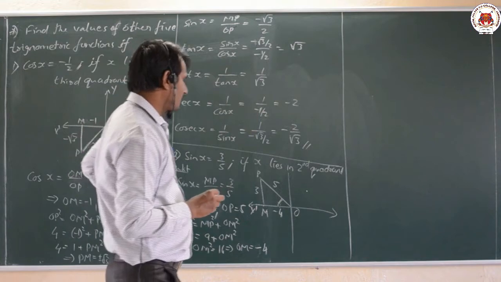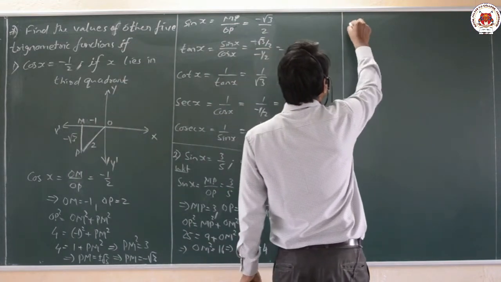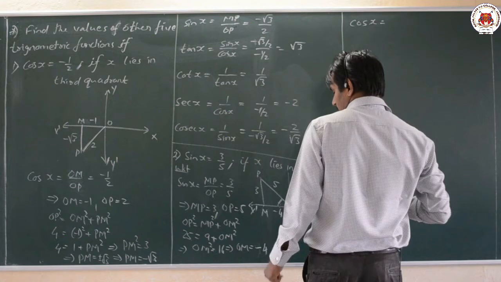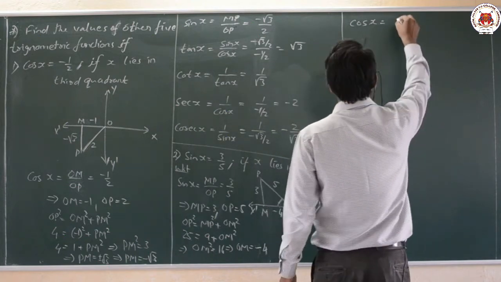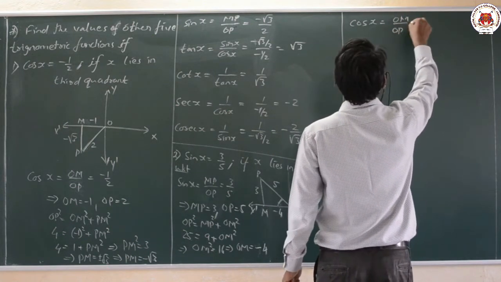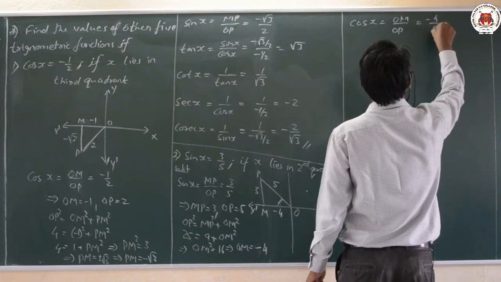Now what we got? We got the value for sin x. Next, the other 5 trigonometric functions. cos x is equal to adjacent by hypotenuse, that is OM divided by OP, which is equal to minus 4 by 5.